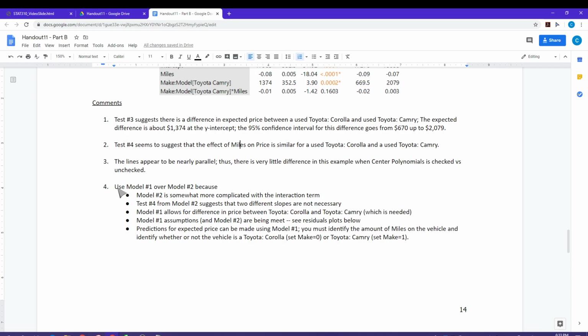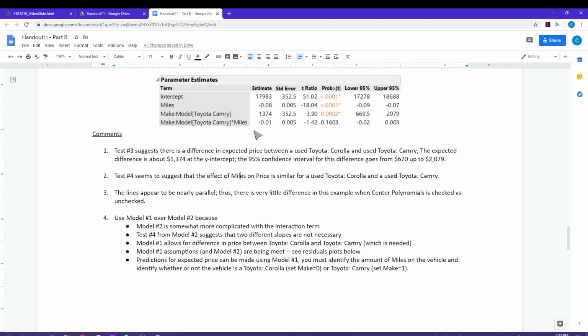So I would advocate using model number 1 over model number 2 for the following reasons. Well, the main reason is I don't really need the two separate slopes. Test number 4 said I did not need two slopes, so there's no reason to use this more complicated model. Model number 2 is more complicated and it has that interaction term in it. If that's not significant, if that's saying I don't really need two separate slopes, then don't use model number 2. And that would advocate using model number 1.